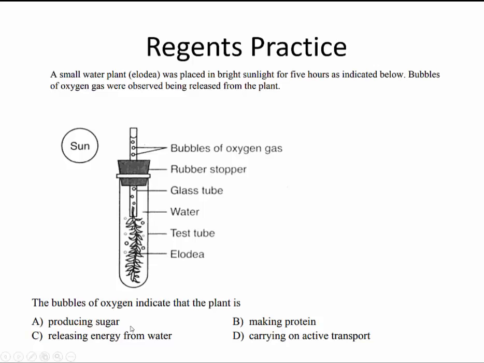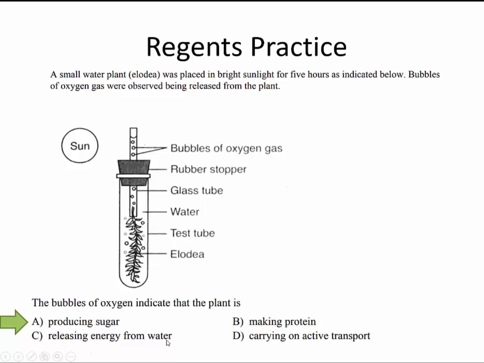Because again, sugar is the main product of photosynthesis. That is the food from autotrophic nutrition that's being produced. The answer is A. B, making protein. Protein probably is being made, but you don't produce oxygen gas in the process of making a protein. That's just a very strange thing to suggest.